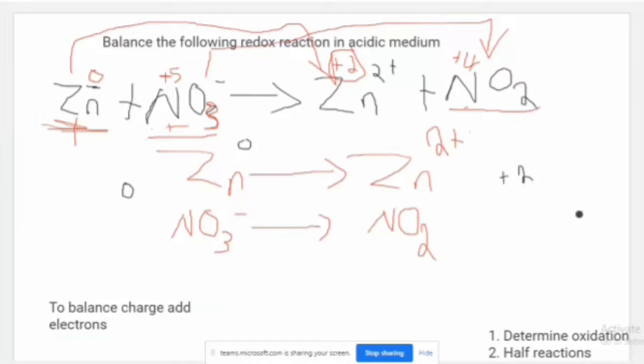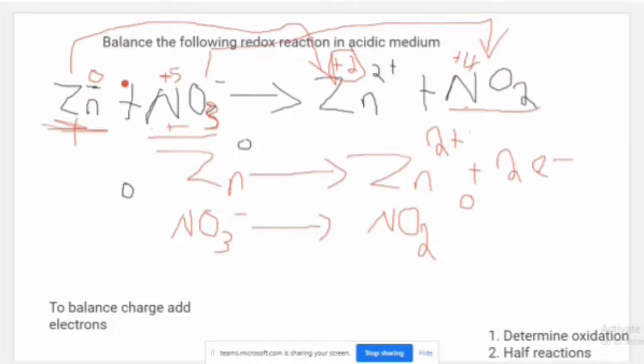Okay, so let's add electrons. First of all, before we add electrons, I need to remove this number here so that we can have space. I'll add 2 electrons on this side. Electrons are negatively charged, so in essence the overall charge on this side is going to be 0, which is the same as the charge on the reactant side.